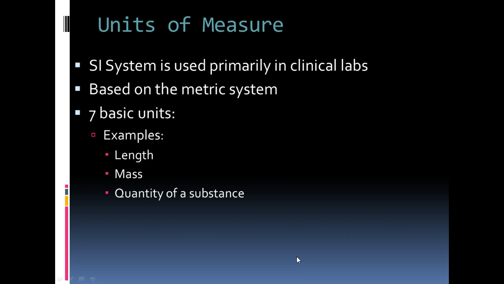So we're going to go back and do a little bit more review quick of the Intro to Clinical Laboratory Science course. When we look at the different units of measure, we use the SI system. It's based on the metric system, and I'm not going to review the metric rule. You guys did a lot of that in Intro to Clinical Lab Science. But we look at the basic units based on length, mass, or quantity of a substance. Length would be something like meters. Mass would be something like grams, for example.